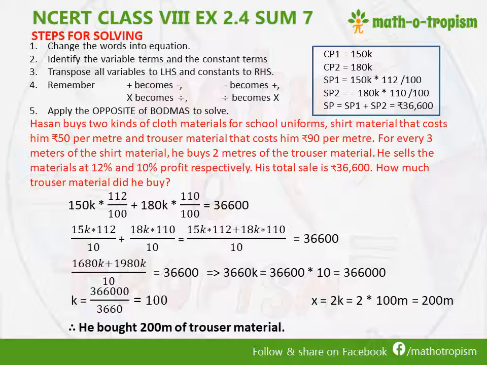So in this sum, we had a combination of many concepts we have learned in this standard. We have ratio and proportions coming into the picture. We have the cost price and selling price coming into the picture. So it is a combination of everything. We just need to apply our thought to identify how we have to solve.